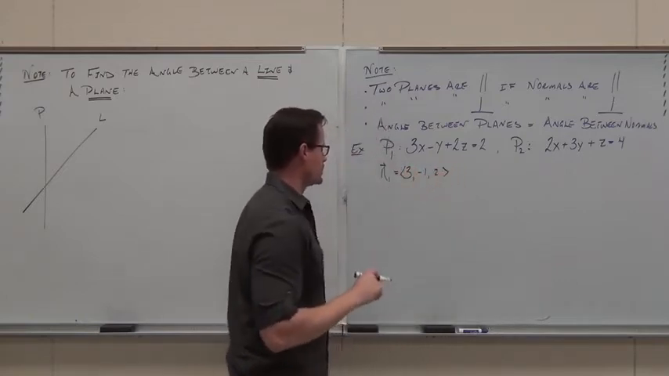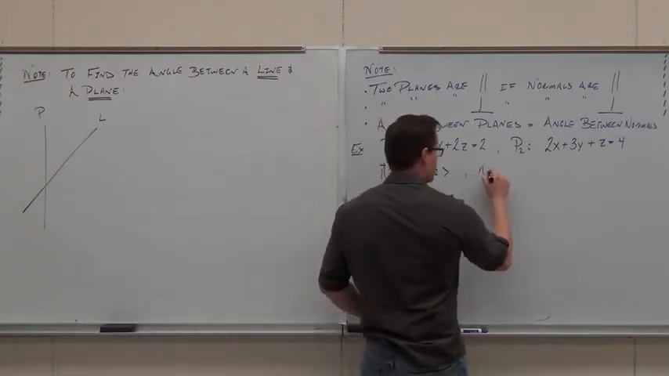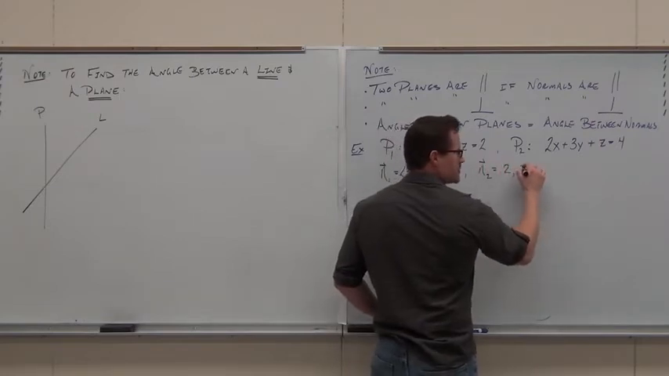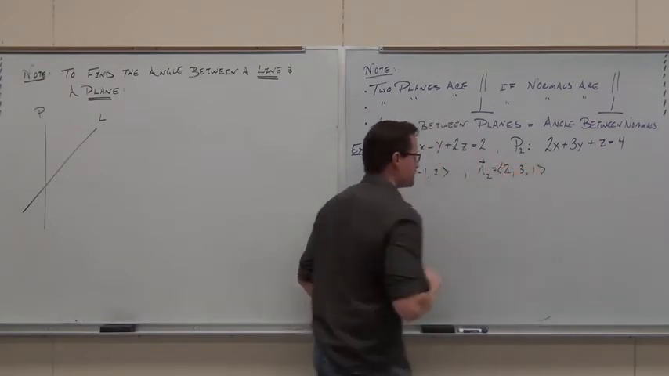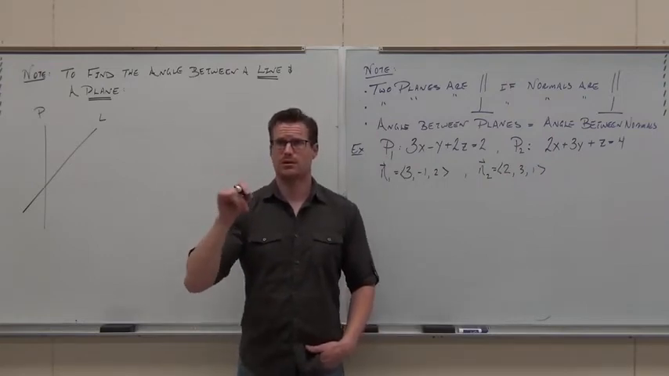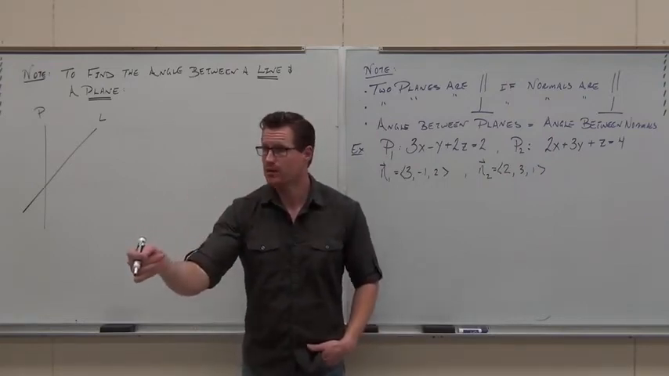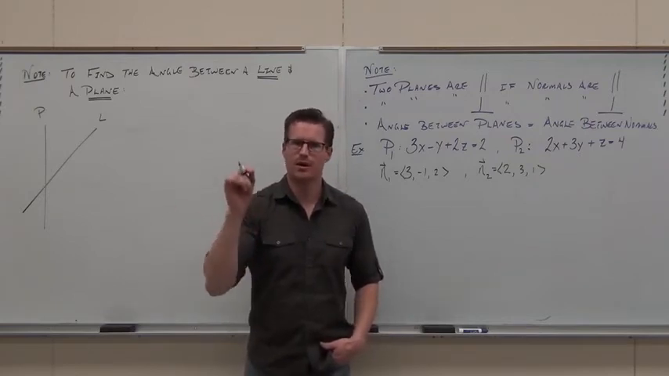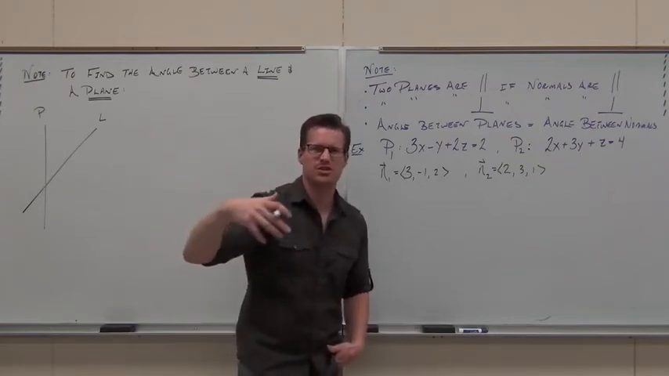I got 3, negative 1, 2. Did you get the same thing I got? Yes. I got 2, 3, 1. Are those normals parallel? No. Are the planes parallel? No, because the normals are not parallel. So they're not parallel because why? How would you state that?